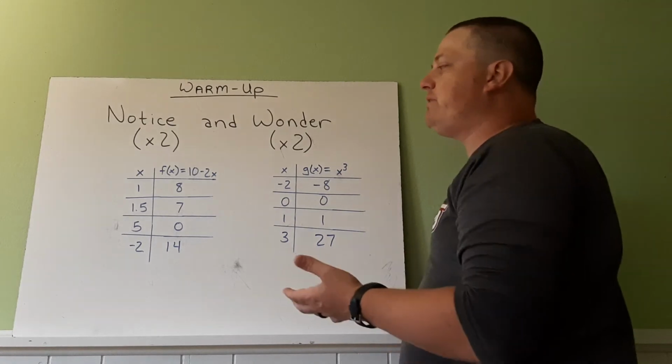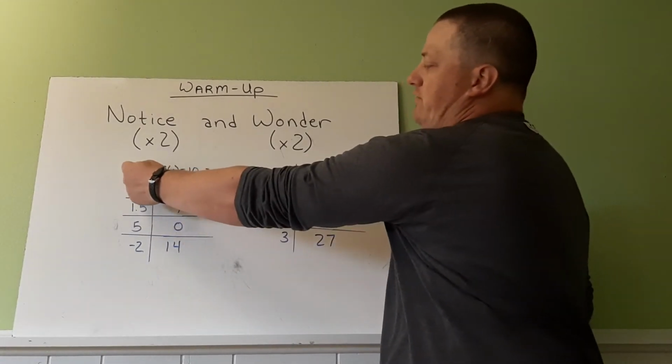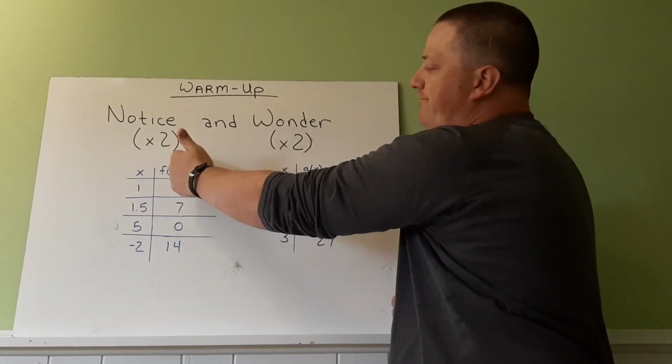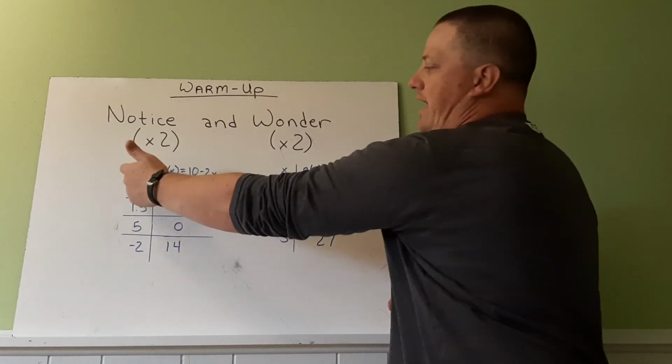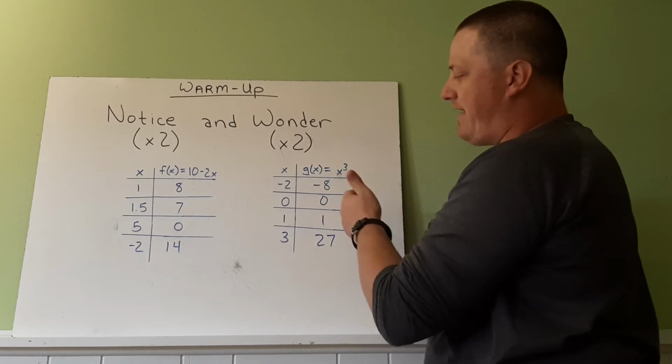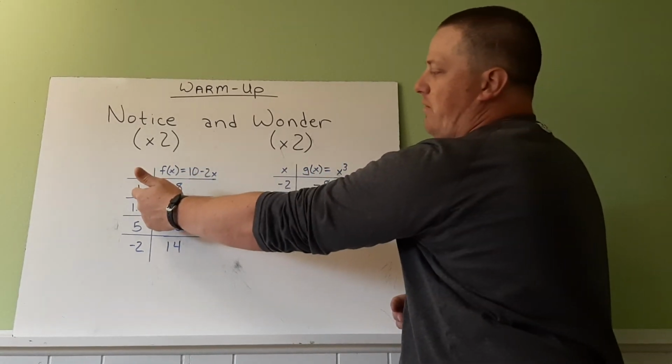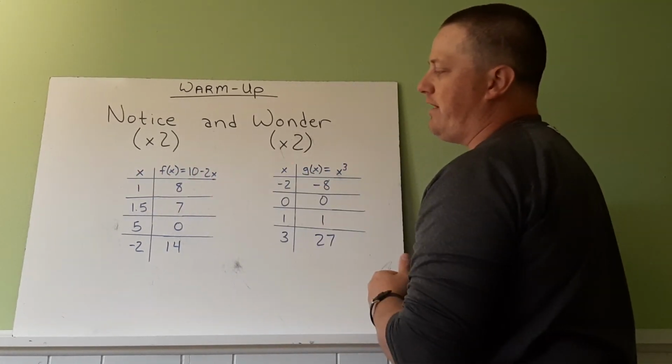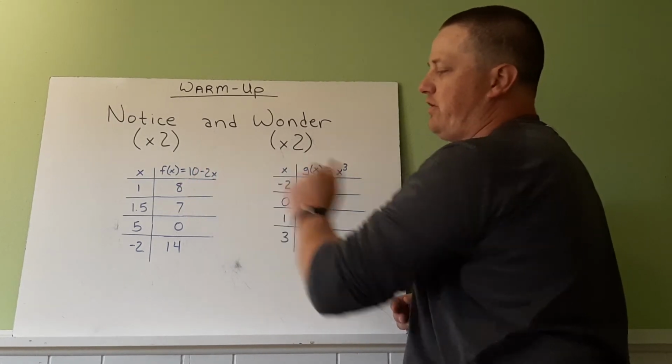So here I have 2 tables. We have our x values on the left and our function on the right. So x gives us f of x, and each gives the math problem. So if you take 1 and put it in for the x, you do the math, you get 8.